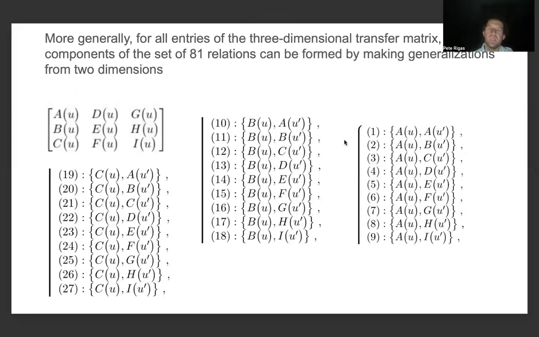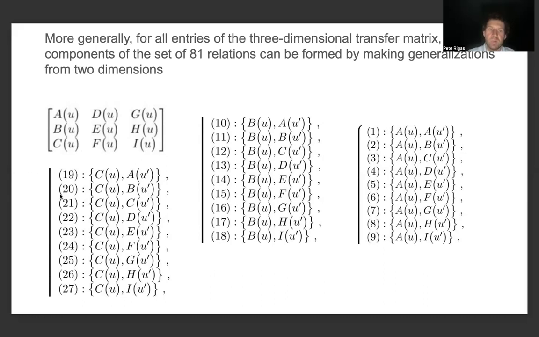And so more generally, for all the entries of the three-dimensional transfer matrix, as we had alluded to in the previous presentation, components of the set of the 81 relations can be formed by making generalizations from two dimensions. So we have this generic type of representation for the three-dimensional transfer matrix.